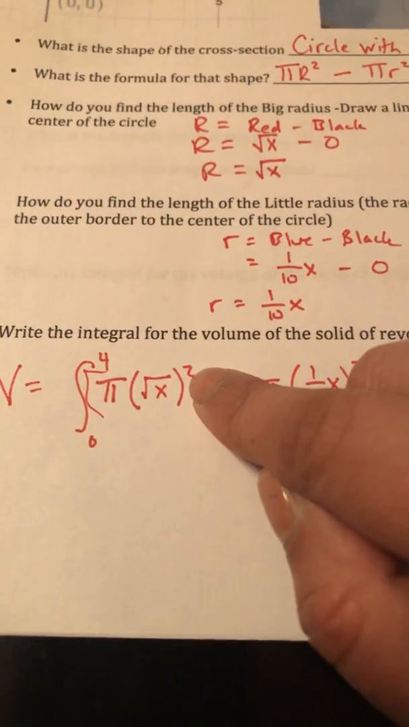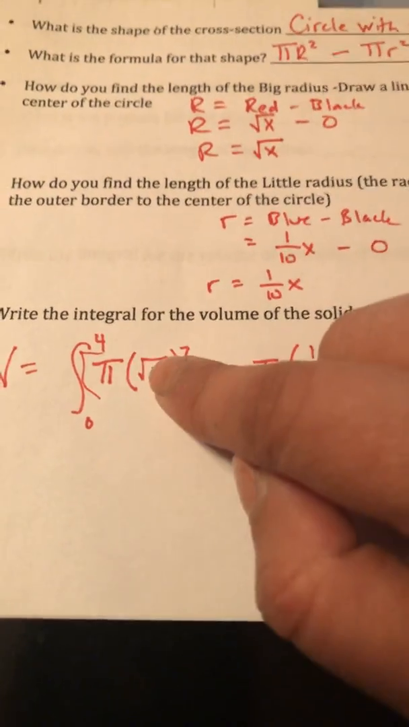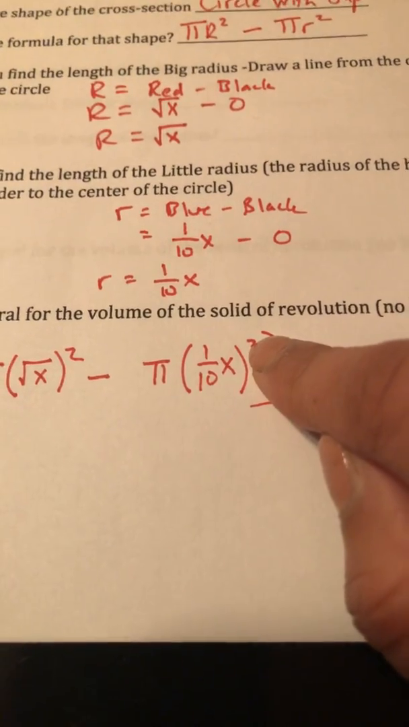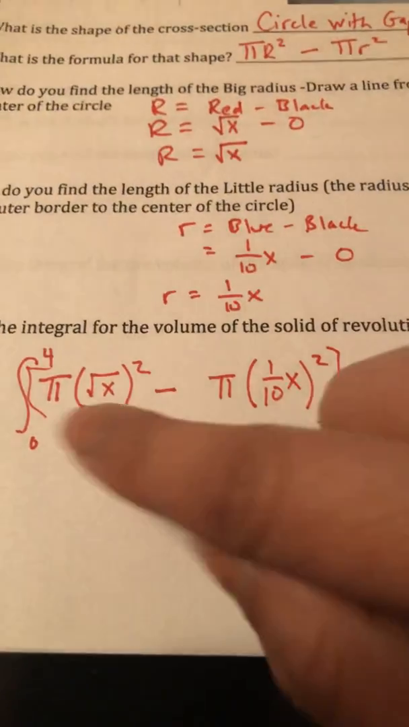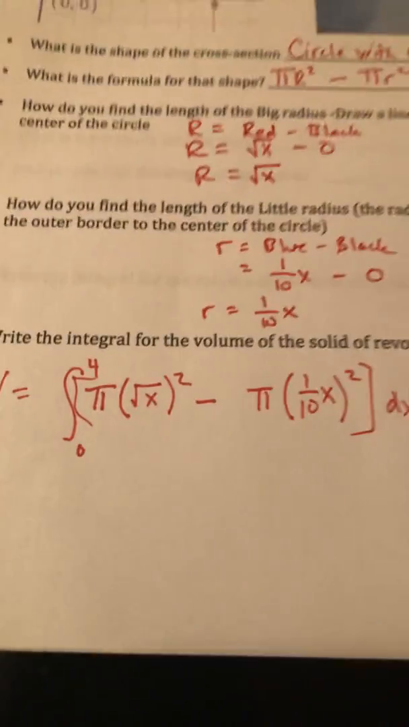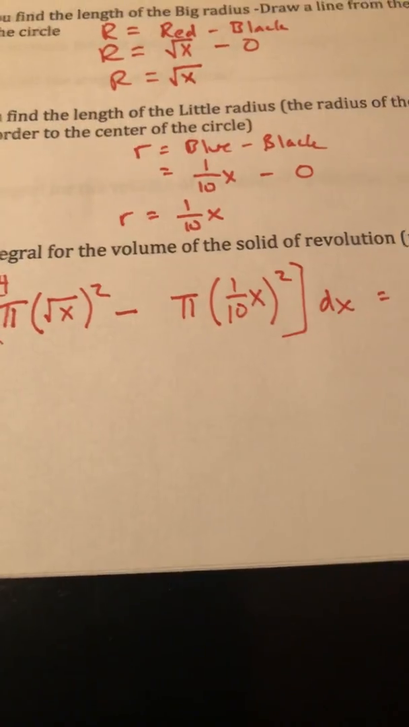And remember what I said to you before, I could simplify this. The square root of x squared is just x, so I could have just written pi x here. And over here I could have written pi 1/100 x squared. And because they both have the constant pi, I could have put the pi on the outside of the integral. I'm not going to do that. I'm going to leave it unsimplified in the integral.